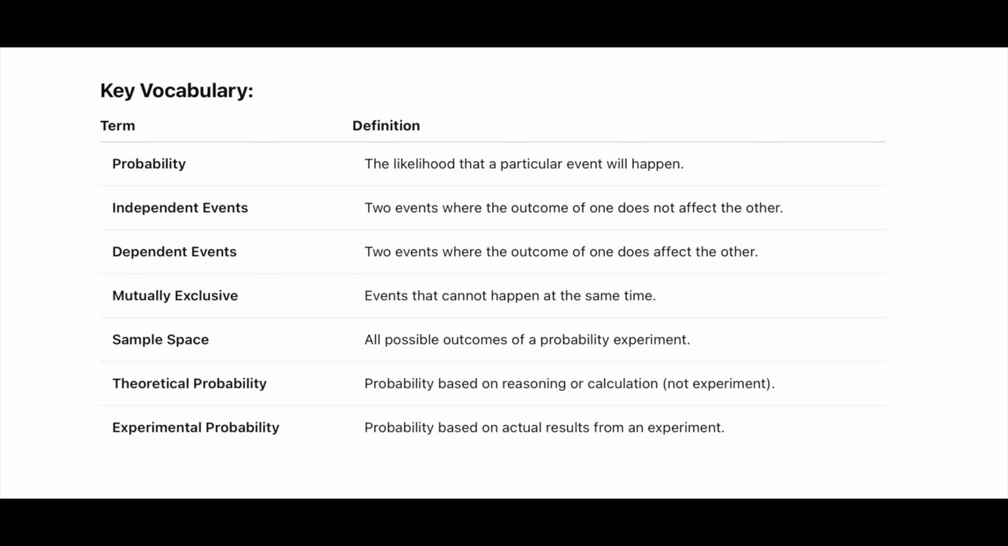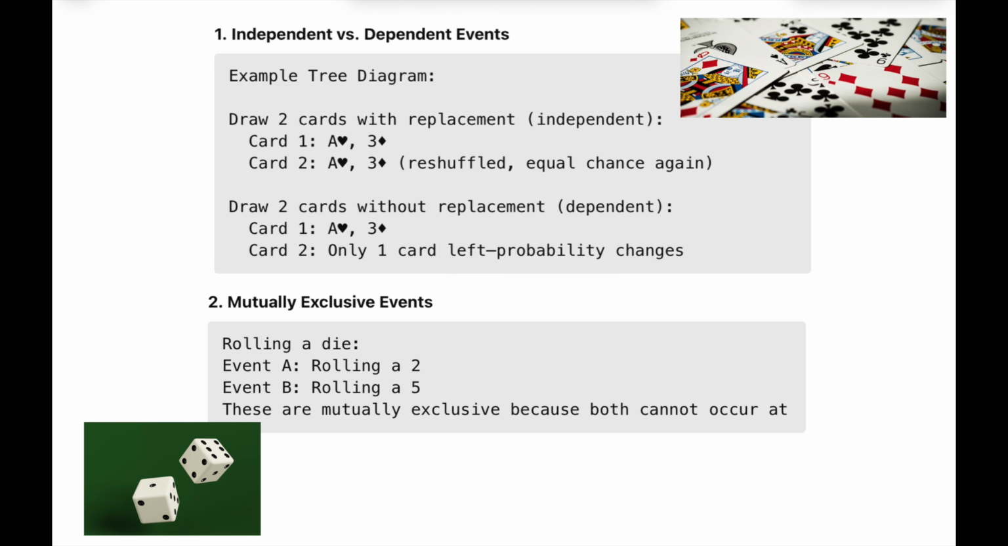A sample space is all possible outcomes of a probability experiment. Theoretical probability is probability based on reasoning or calculation, not an experiment. And experimental probability is probability based on actual results from an experiment. So these are our key vocabulary words. Go ahead and write those down in your notebooks. And now let's get through two really important distinctions here. So independent versus dependent events.